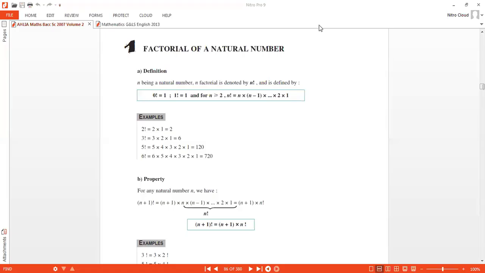Hello everyone. So this week we have started with our new lesson, which is counting. First of all, I'm going to revise the important things that we have learned.